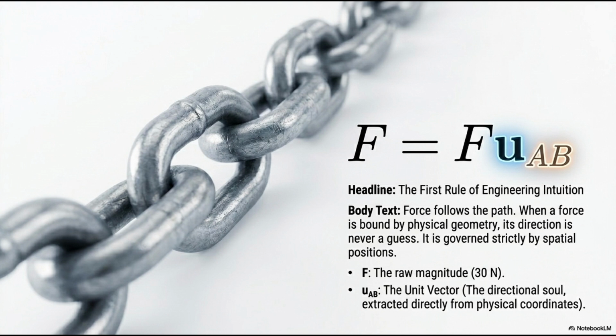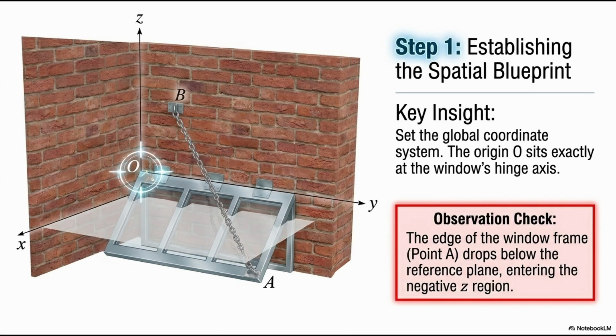It is not determined by angles, and it is not a guess. It is defined strictly by the force magnitude multiplied by the unit vector. So our first task is not to break down the force, but rather to find this unit vector, UAB. Let us set up our coordinates. The origin sits at the window's hinge axis.